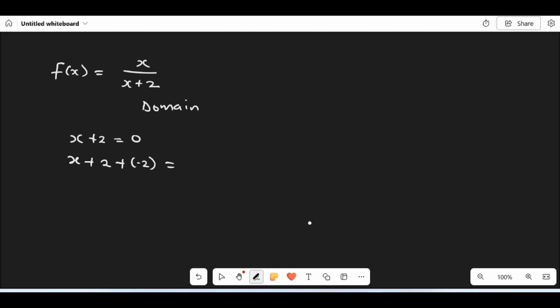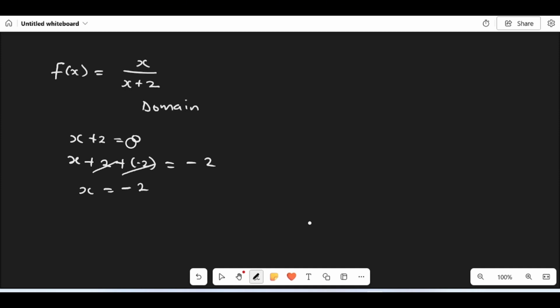Let us find the domain and the range of this function. f(x) equal to x all over x plus 2. Domain. Now equate the denominator to 0. x plus 2 equal to 0. Add minus 2 to both sides. x plus 2 plus minus 2 equal to minus 2. This will cancel this. x equal to minus 2.